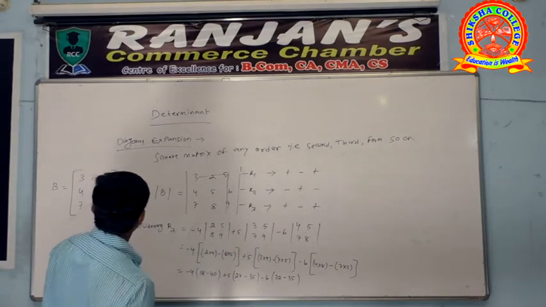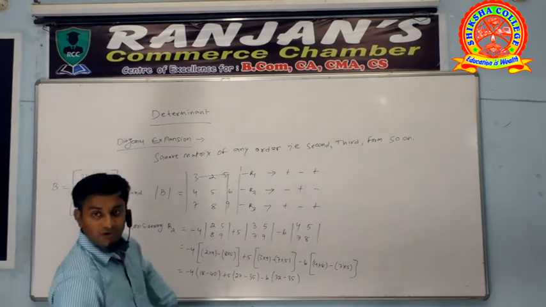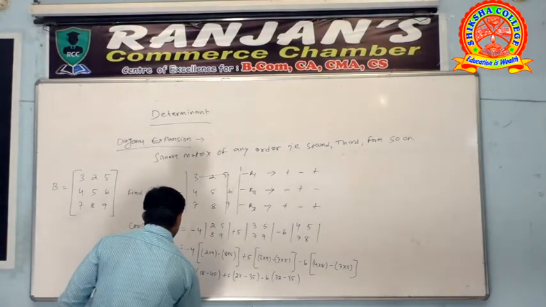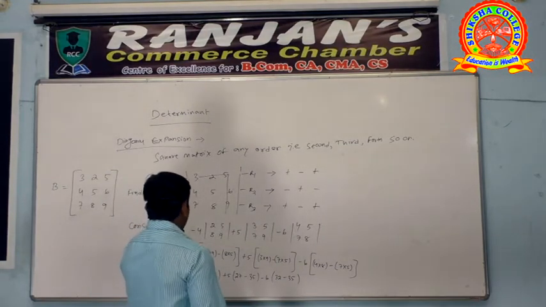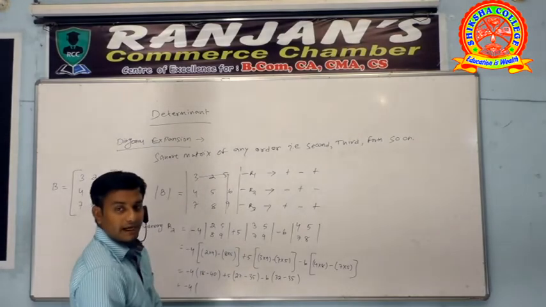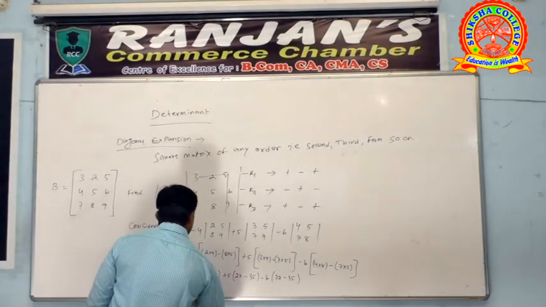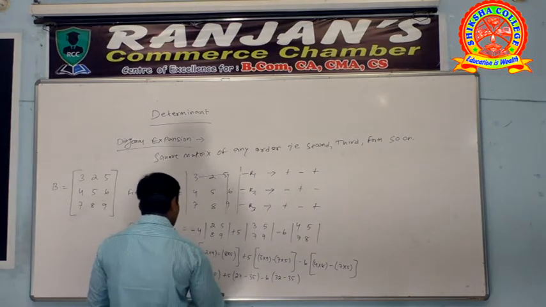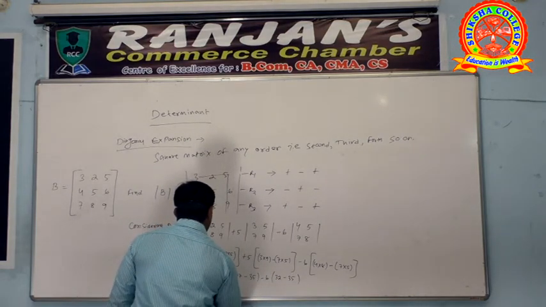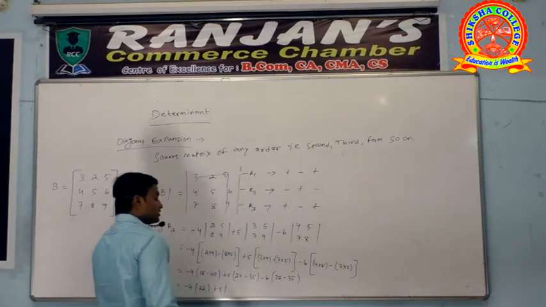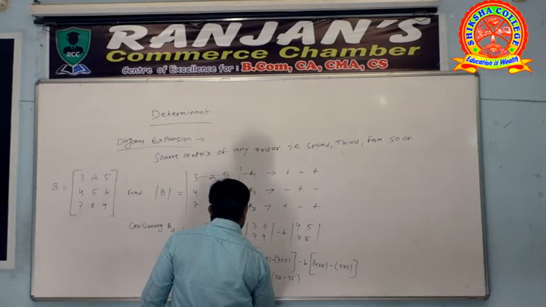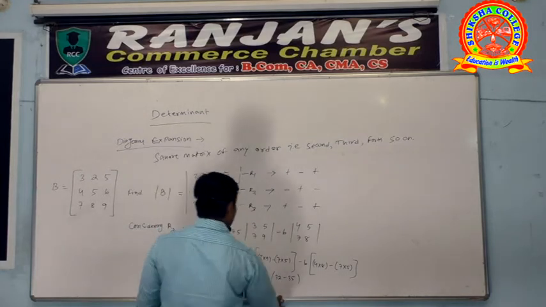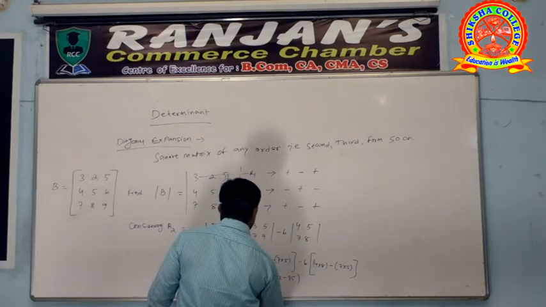Dear students, now simply minus 4 into, see here, 18 minus 40, what left? 22, minus 22, plus 5 into 27 minus 35, what left? 8, minus 8, minus 6 into, what left? 32 minus 35 equal to minus 3.